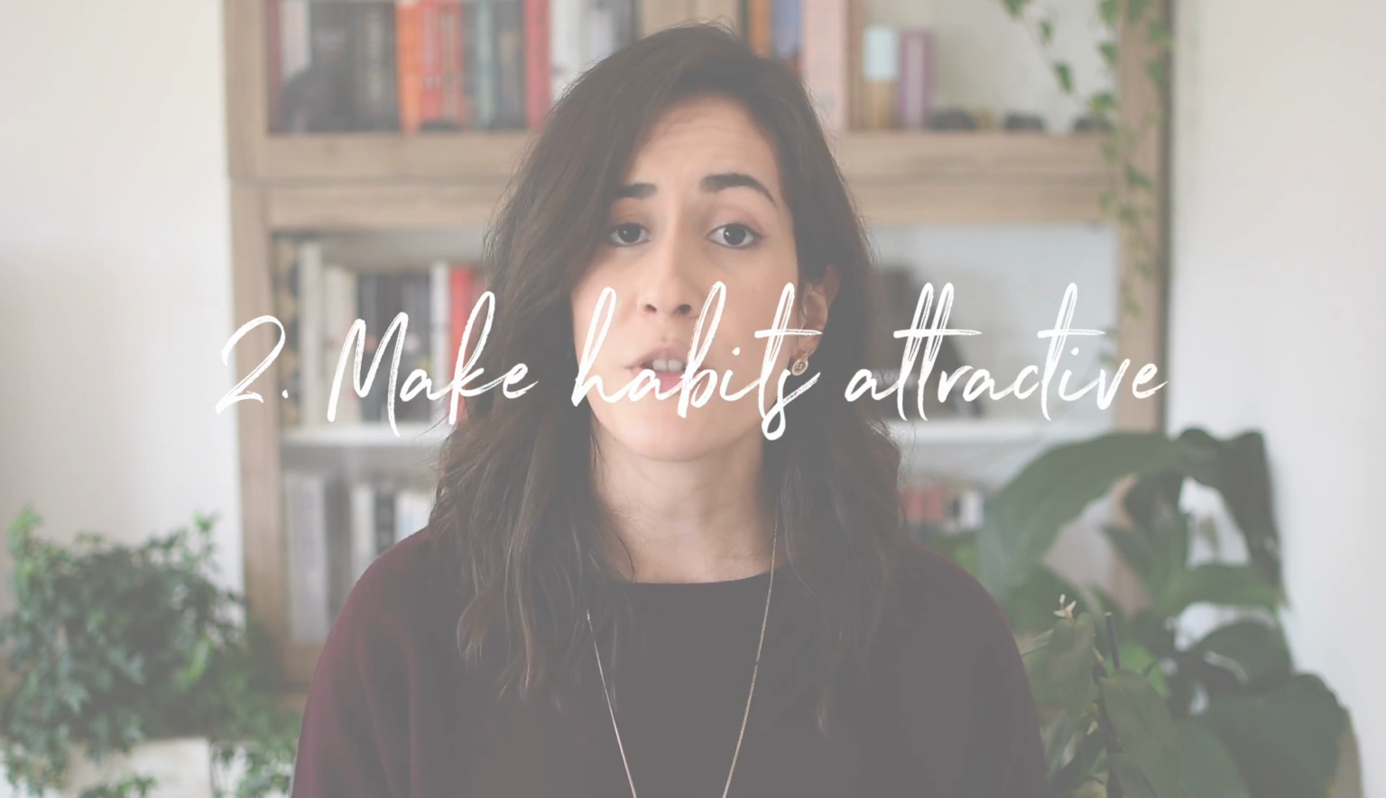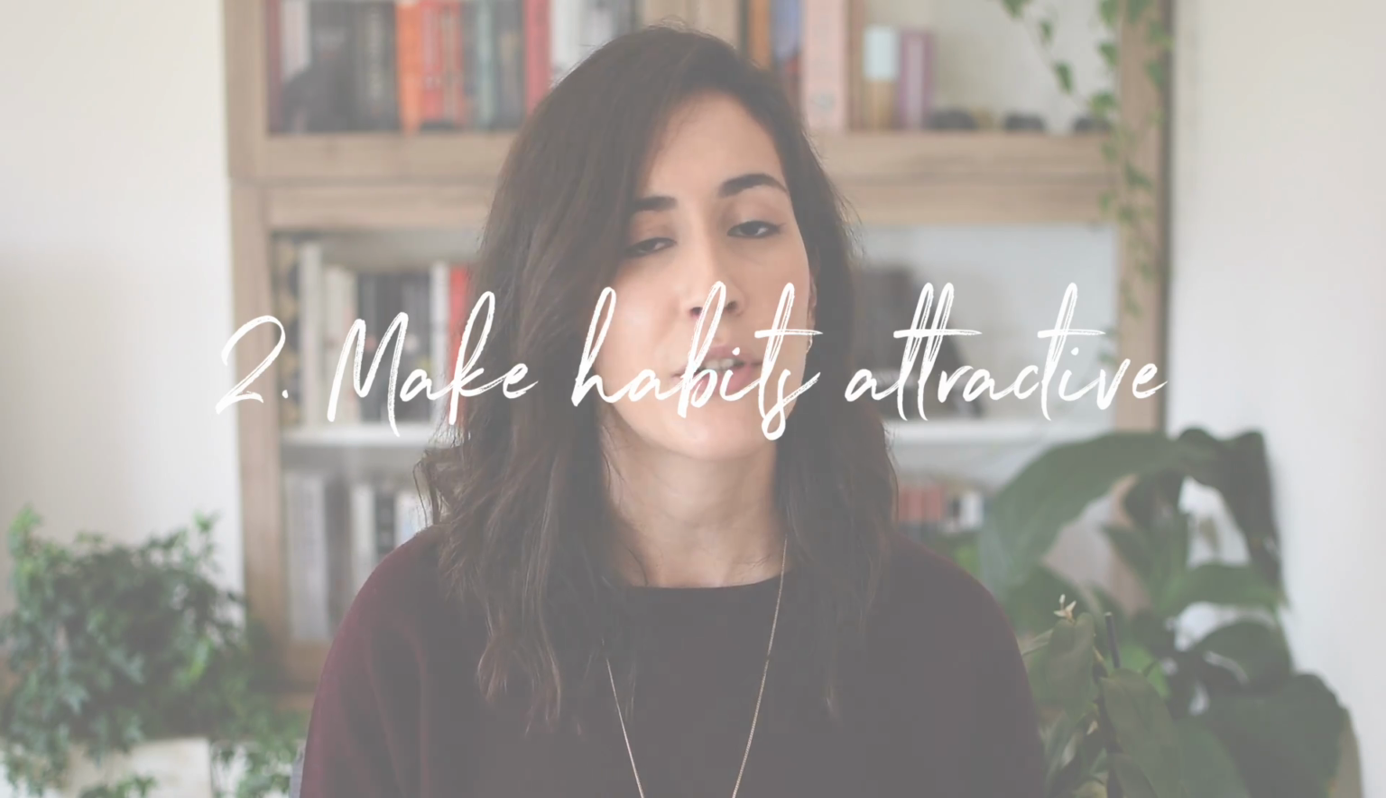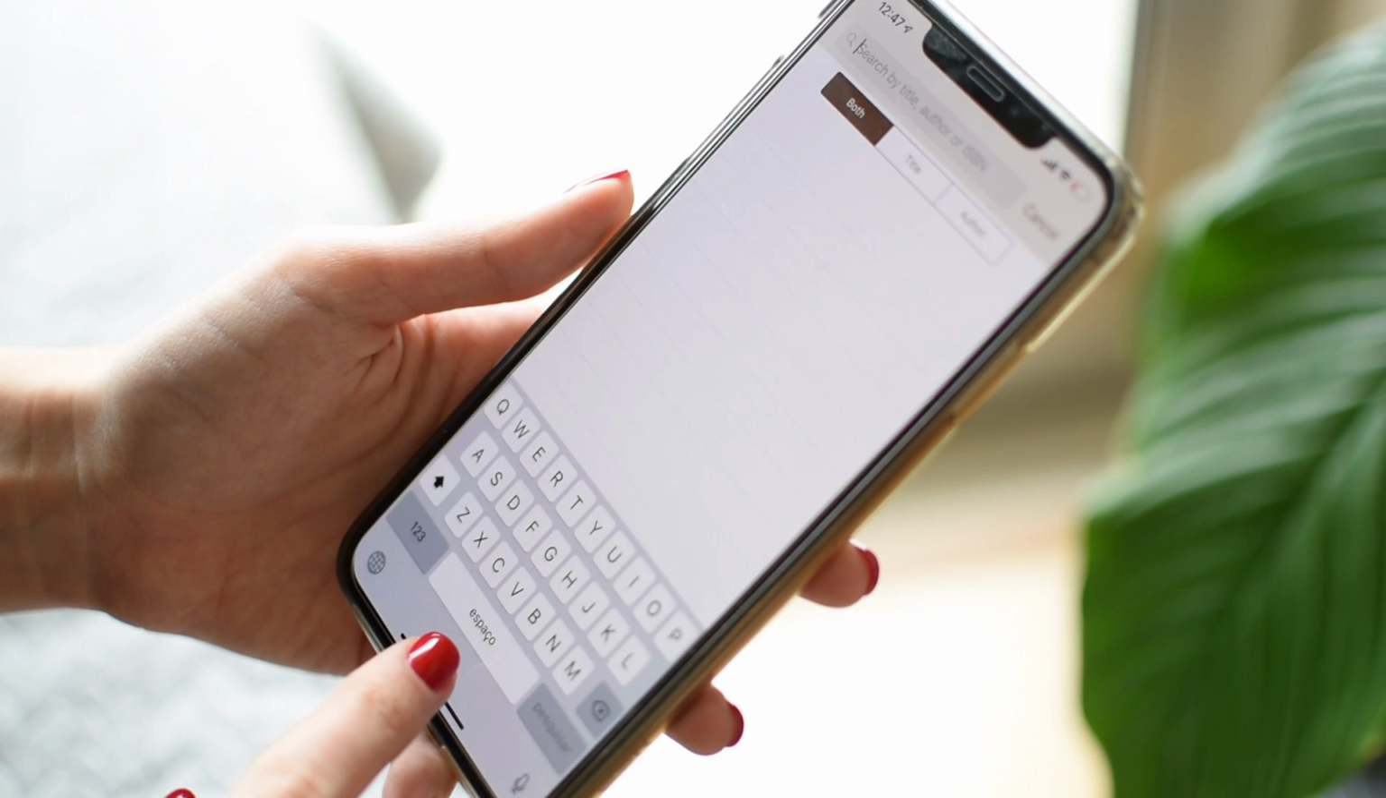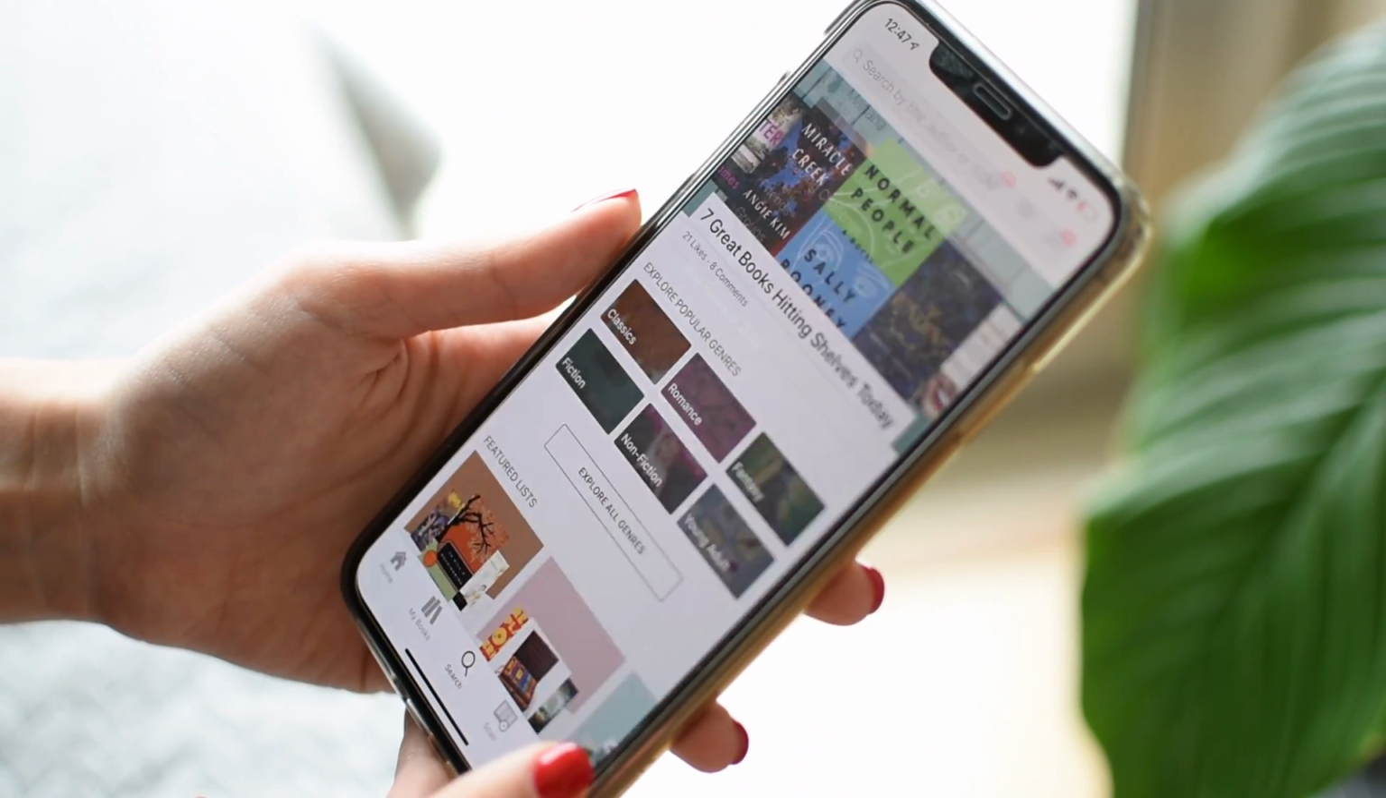The second rule is to make your habits attractive. The more attractive an opportunity is, the more likely it is to be habit forming. A very easy way to make everything more attractive is to associate your habits with a social group. People are more prone to follow habits that are actually followed in their current social group.